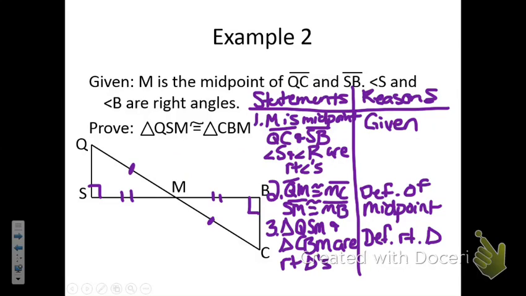So I've got right triangles. I've got a side congruent. Are their hypotenuses congruent? Yes. So are these congruent by hypotenuse leg? Yes, they are. So the very last thing that you write is your proof statement, which says QSM is congruent to CBM, and that is by the hypotenuse leg theorem.